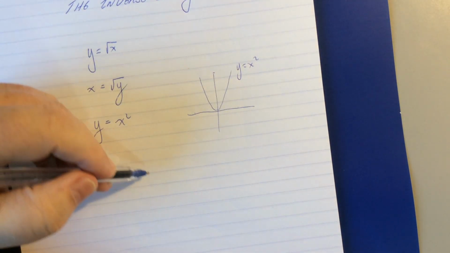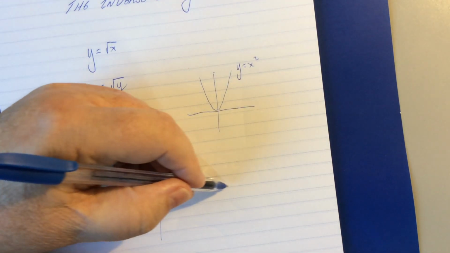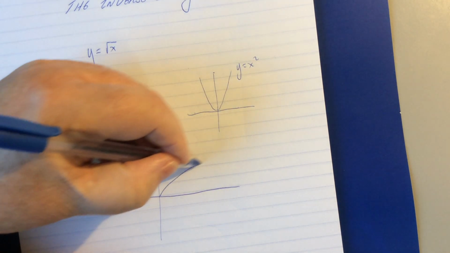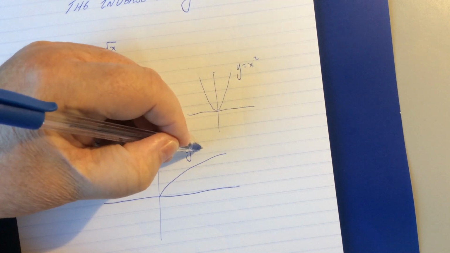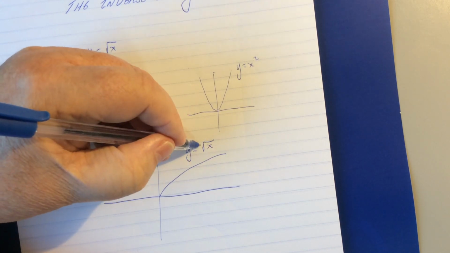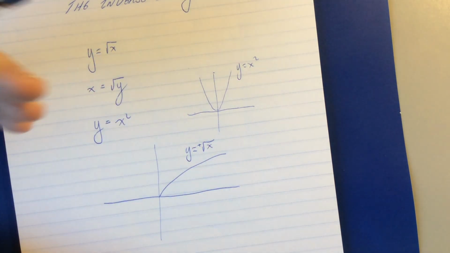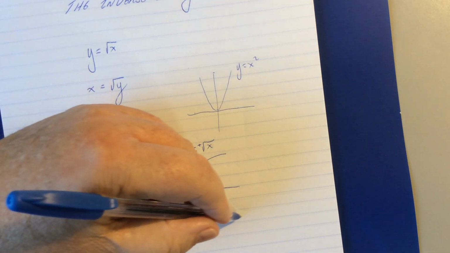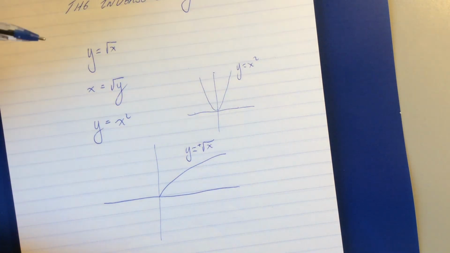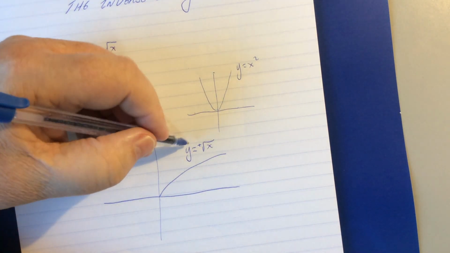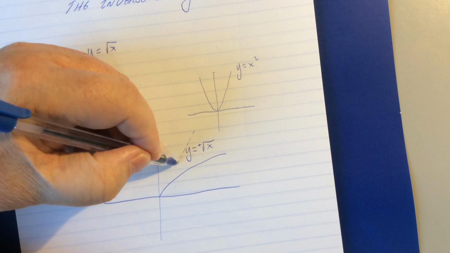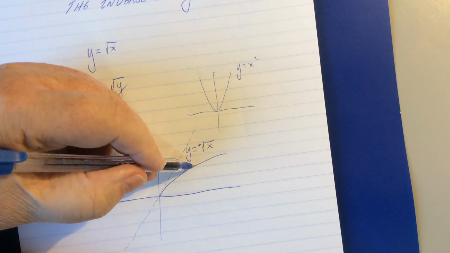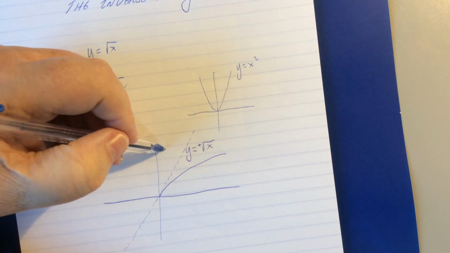Now, if we take a look at the graph of y equals the square root of x, it's implied that this is the positive square root of x. Unless we see a negative in there, we're not going to be drawing anything down here. Now, when we invert this, what we do is we effectively reflect this graph in this line.